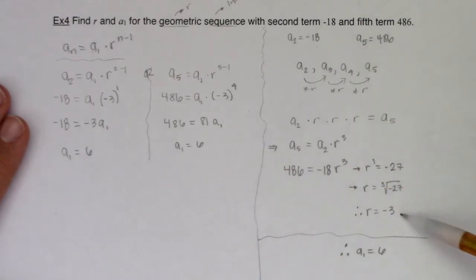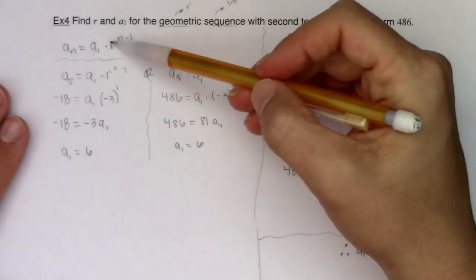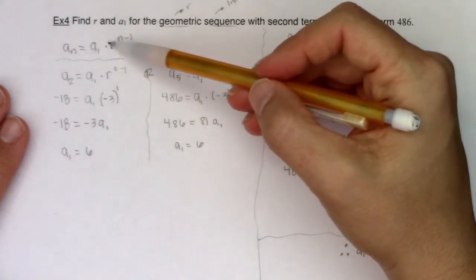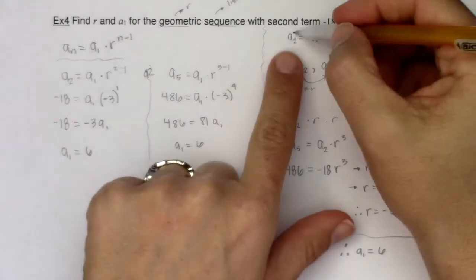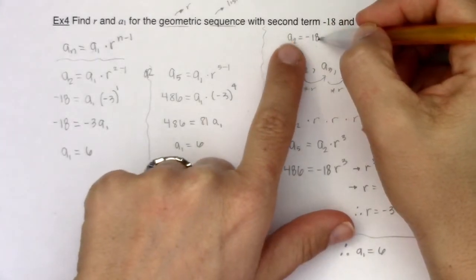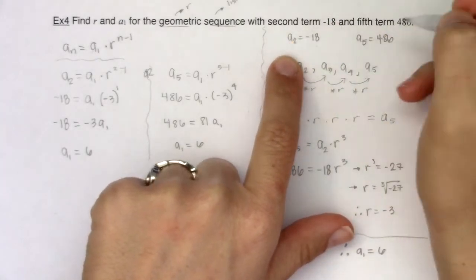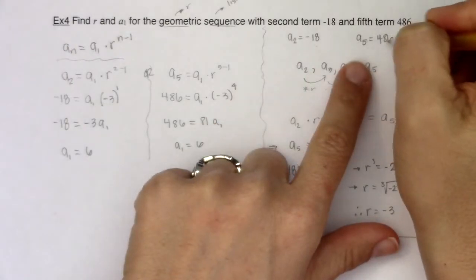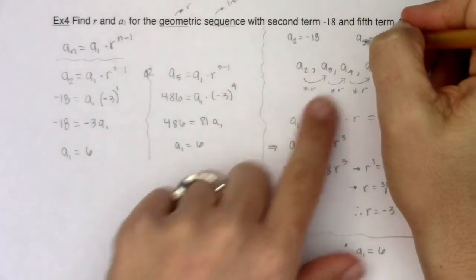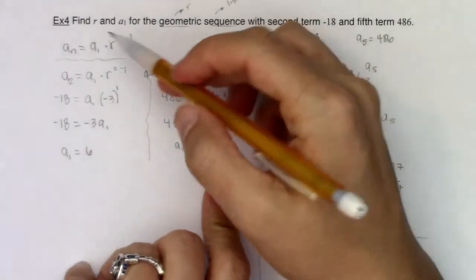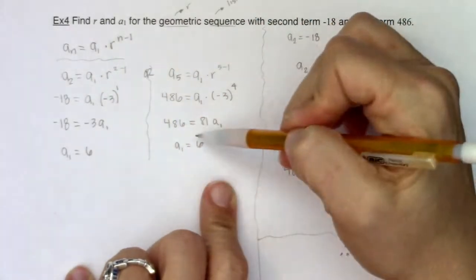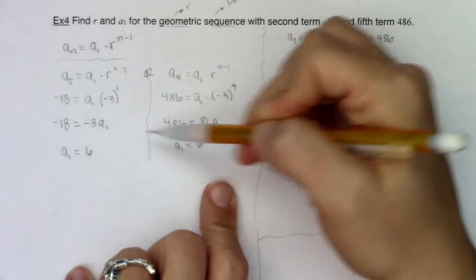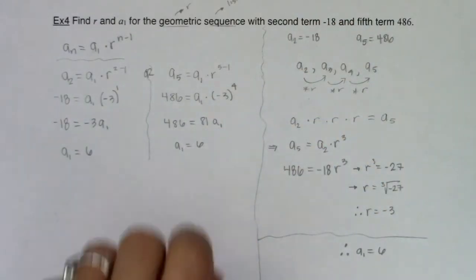I solved for R. And then once I have that, that's one of the major pieces of this formula, I can then solve for a sub 1, because if I use a sub 2, I know a sub 2 itself is negative 18 and n is 2. Or I could have done it with a sub 5, because a sub 5 itself is 486 and n was 5. And that means that in this formula, all I have left to solve for is a sub 1. And you see, using either a sub 2 or a sub 5, I arrive at a sub 1 being 6.